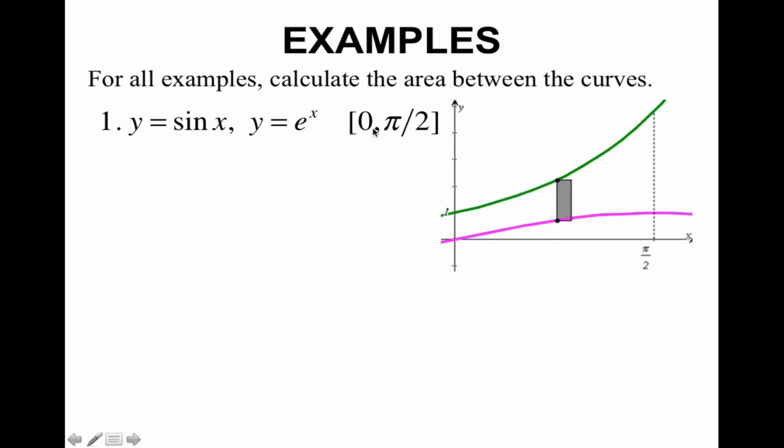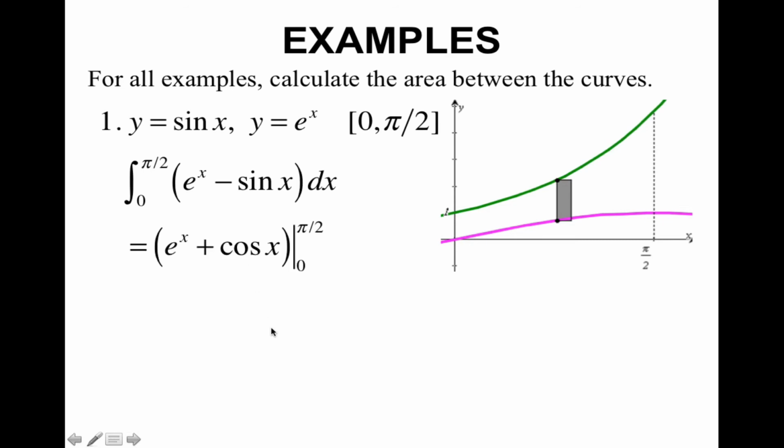So if you were to plug in, say, 1 into each of these functions, you would get e to the 1, which is 2.7, and so on. Plug in 1 for sine, you're going to get a number smaller than 2. So that means my top curve is the e to the x curve, and my bottom curve is the sine x curve. So that means I'm going to do top minus bottom, and I'm going from 0 to pi over 2. Now I can go ahead and integrate this with my integration techniques.